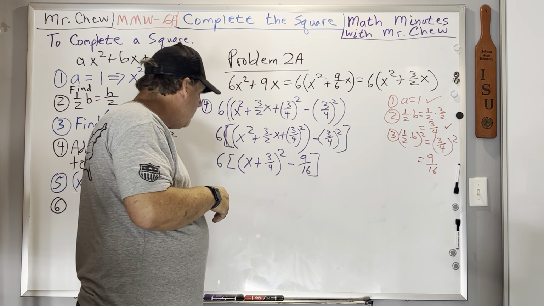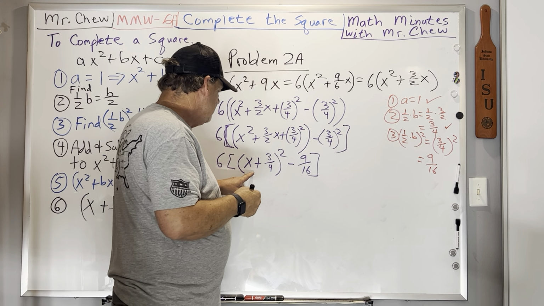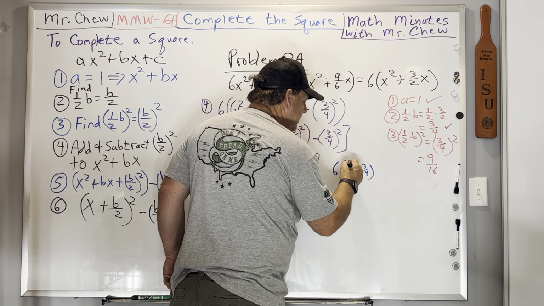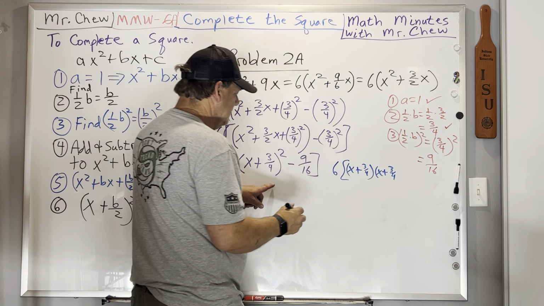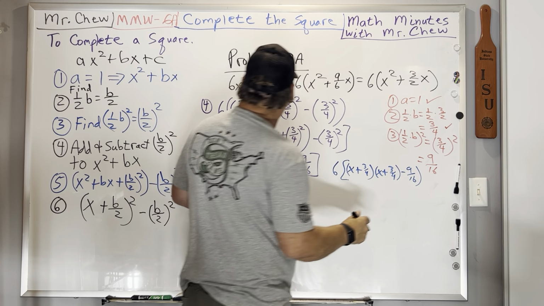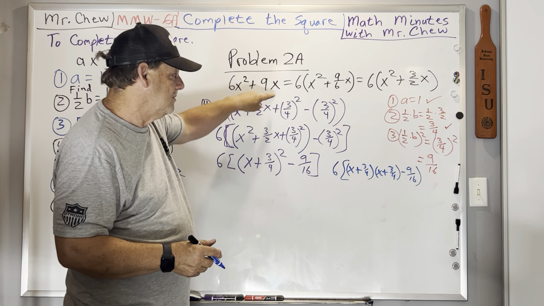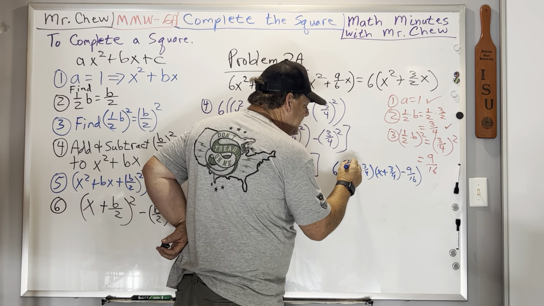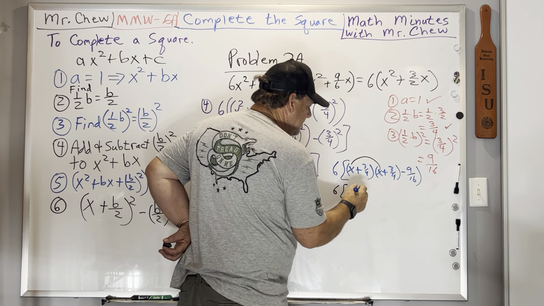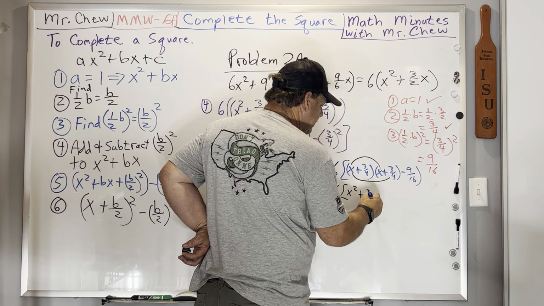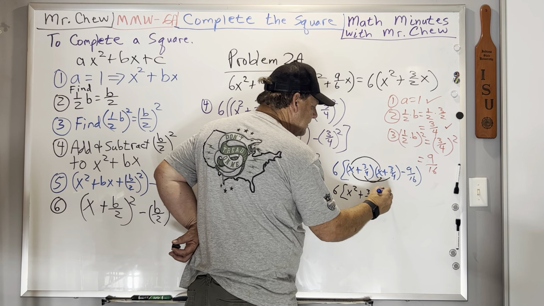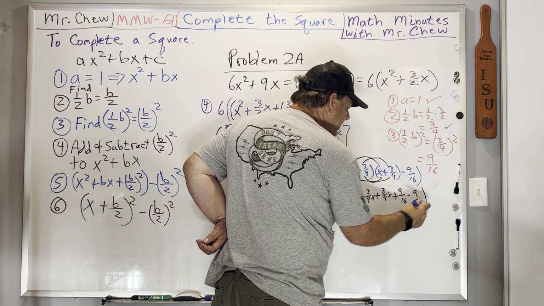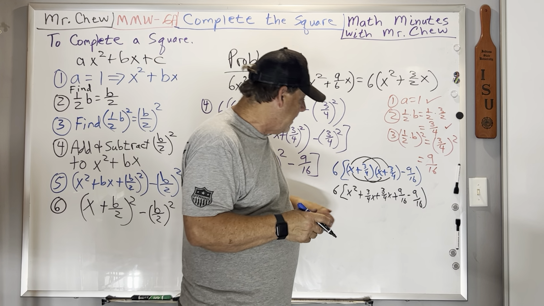Now, if you're that doubting Thomas that says, okay, let's see if that's really true. So I'm going to take my 6 times my x plus 3/4 times x plus 3/4 minus 9/16. And I should get my 6x squared plus 9x up here. Let's see if we do. So I've got my 6 times, I did go first, x squared, outer plus 3/4 x, inner plus 3/4 x, last 9/16 minus 9/16. Now the good thing is here, the 9/16 minus 9/16 goes away, and so that's 0 here.